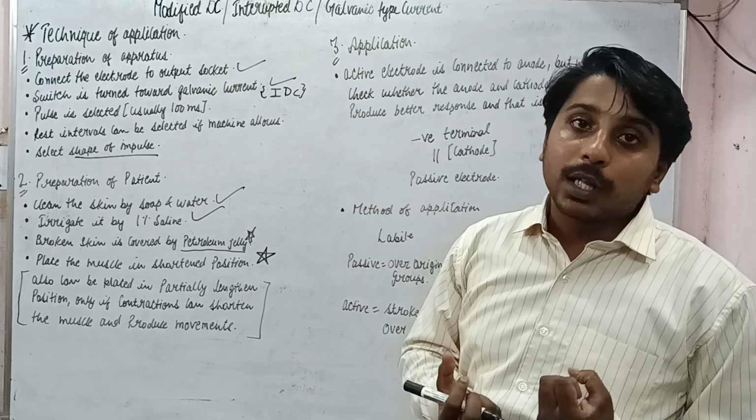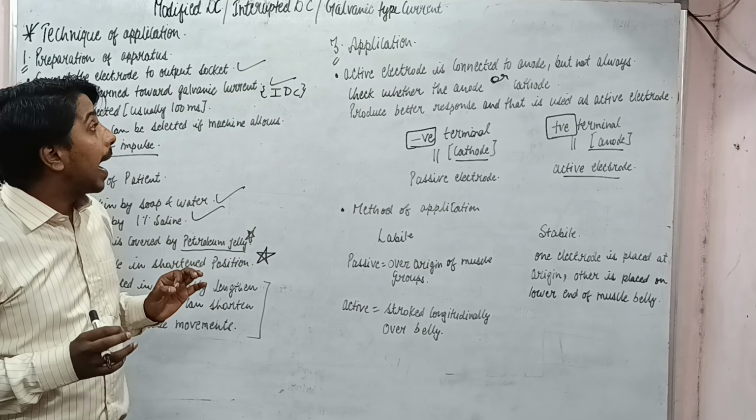So this is about the application. I am explaining once again. In general, the cathode is negative and the anode is positive. Also, this is active and this is passive. The active electrode is connected to the anode, but not always. That is, the passive can also be connected to the anode. Whether anode or cathode produces a better response, that is used as the active electrode. First of all, you can choose anode, and then you can use cathode, whichever is more comfortable and producing a better response. That electrode is taken as the active electrode.